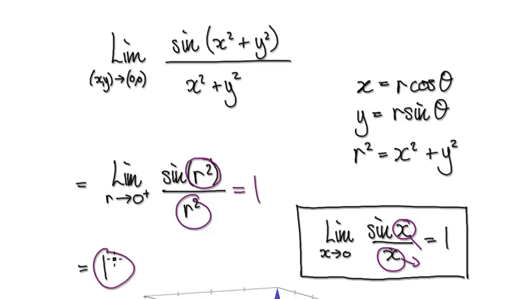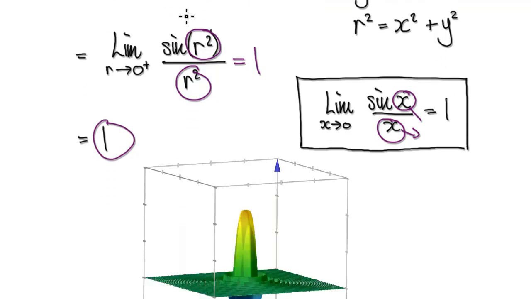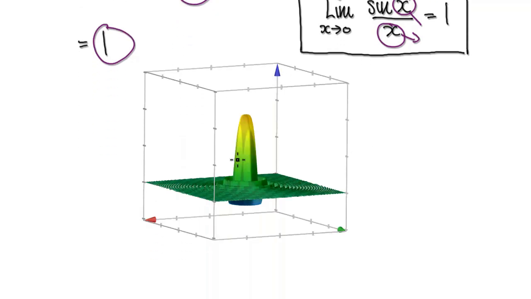So if you plot this surface into a graphical calculator, you're going to get this. And then you're actually heading towards 1. No matter how you approach the origin, you're always going to head towards 1. Okay? And last example.